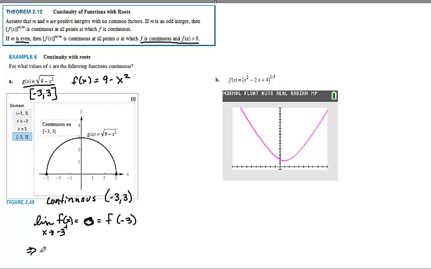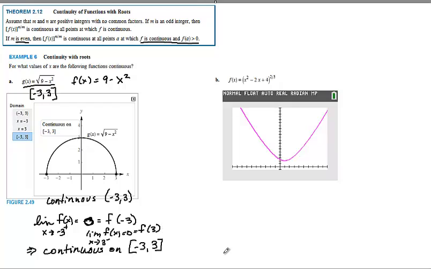Therefore, it would imply that it is continuous on -3 to 3. Now, if I want to formally state that, I also have to go through the limit as x goes to 3 from the left of f of x also equals 0, and that is f of 3.